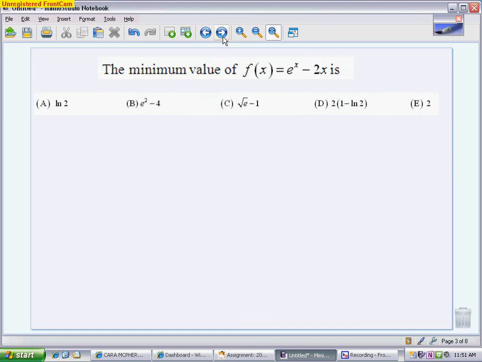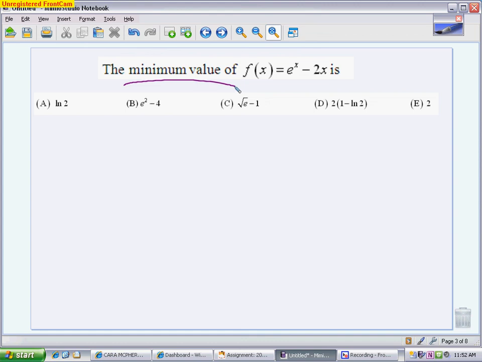Next one is a minimum value, and the reason I chose this one was to reiterate a conversation we had in class. Whenever you see minimum value or maximum value of, and they never mention the x coordinate, what you have to realize is they are looking for the y value. And this one will definitely trick you if you don't realize that. The x coordinate does end up being one of the choices.